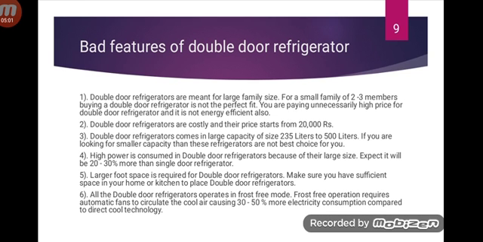Then next is bad features of double door refrigerator. So first, double door refrigerators are meant for large family size. For a small family of 2-3 members, buying a double door refrigerator is not the perfect fit. You are paying an unnecessarily high price for a double door refrigerator and it is not energy efficient also. Second, double door refrigerators are costly and their price starts from 20,000 rupees. Third, double door refrigerators come in large capacity sizes of 235 liters to 500 liters. If you are looking for smaller capacity, then these refrigerators are not the best choice for you.